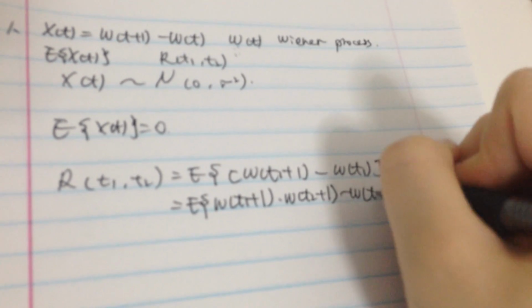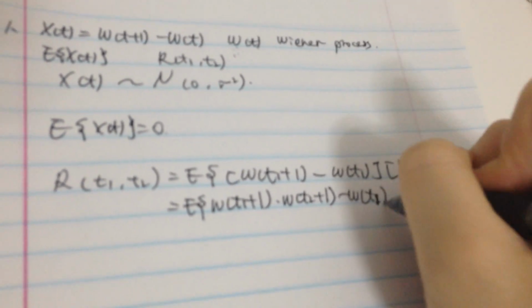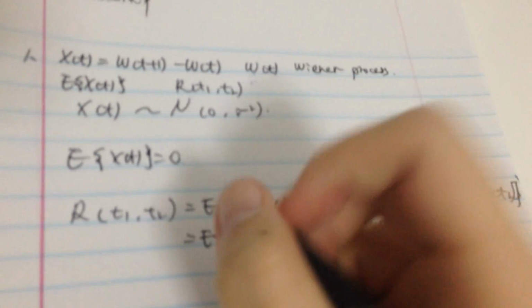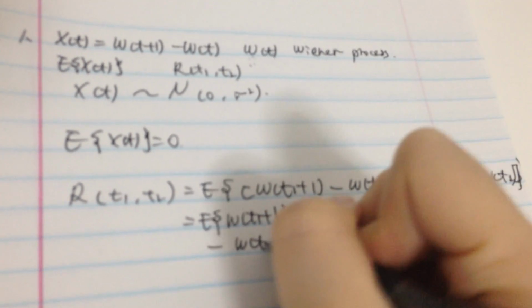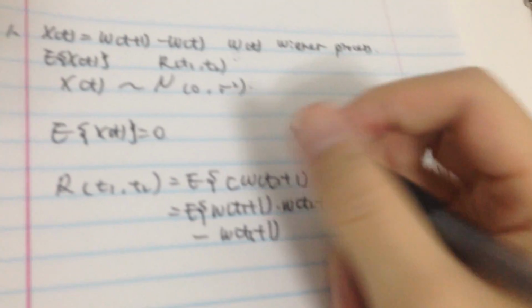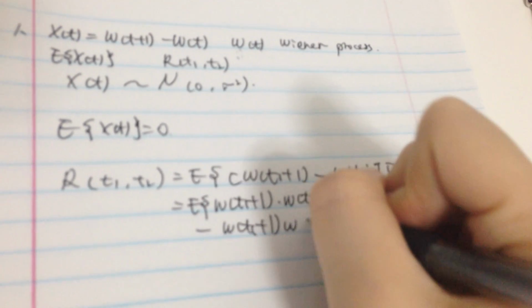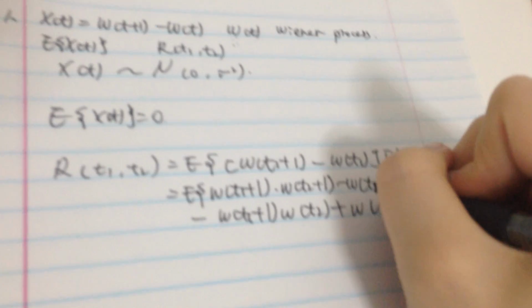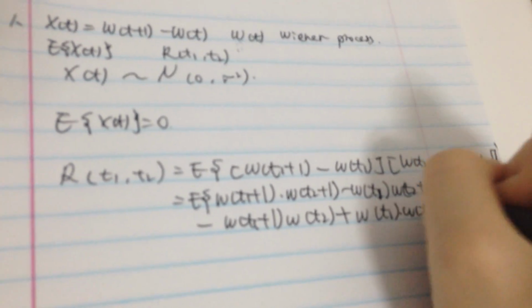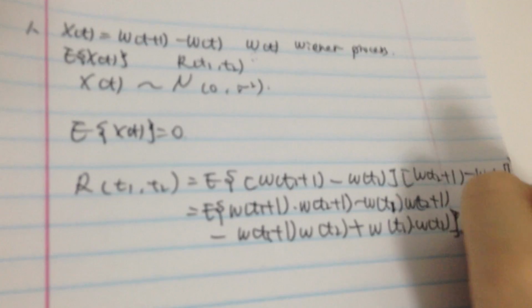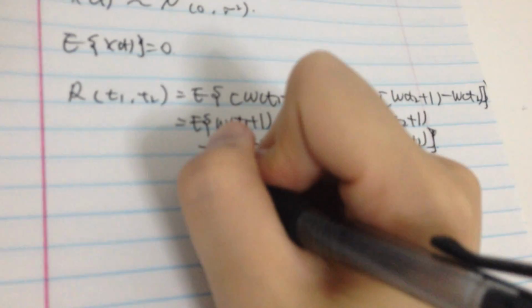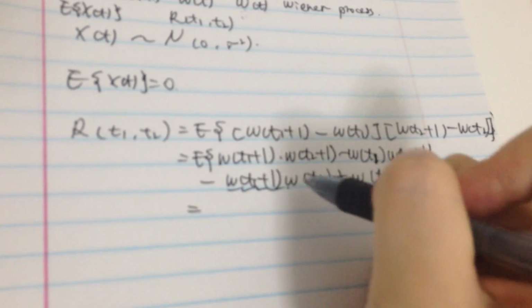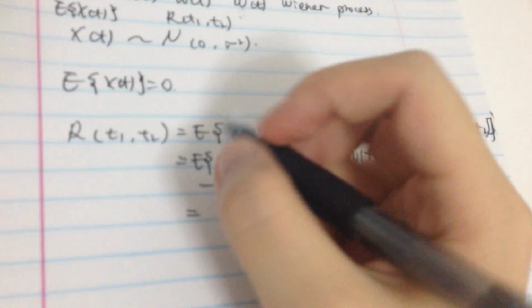Minus Wt1, 1 minus Wt1 plus 1, Wt2, plus Wt1 times Wt2, and here I need to change all the W to X.